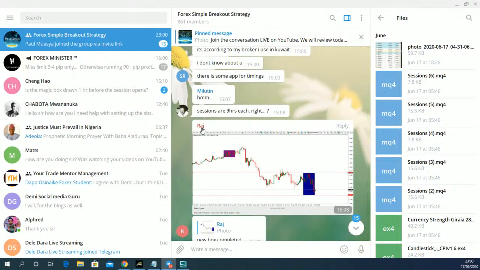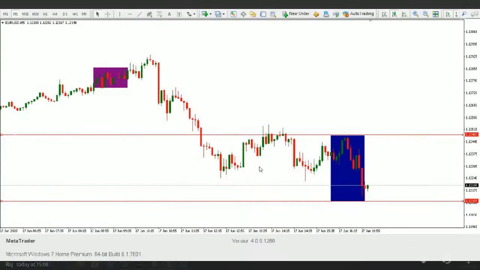Raj, I think I've seen Raj. He has been posting this kind of video, this kind of chart. Look at it, it's very clean, very clear. It's showing you the box. Though I don't know where the box is drawn, I think his box might be drawn correctly as well. So you see how clean our box is.